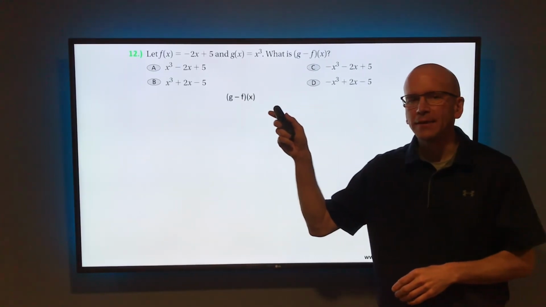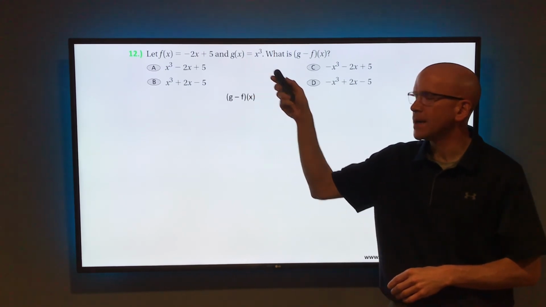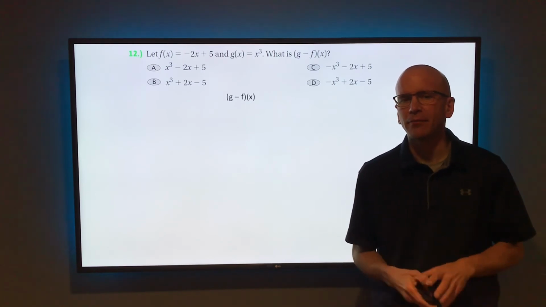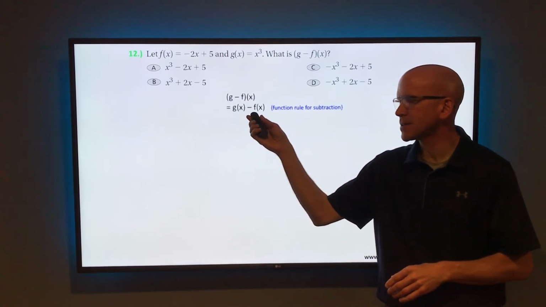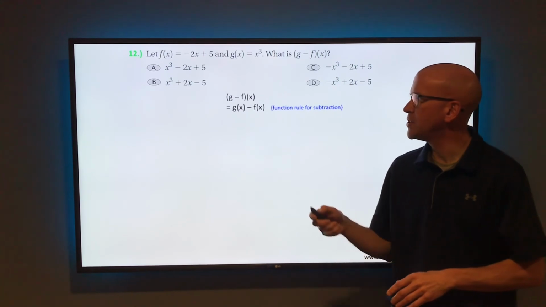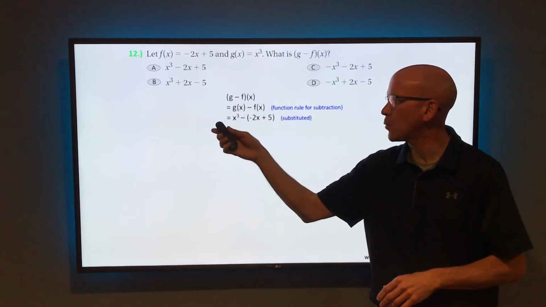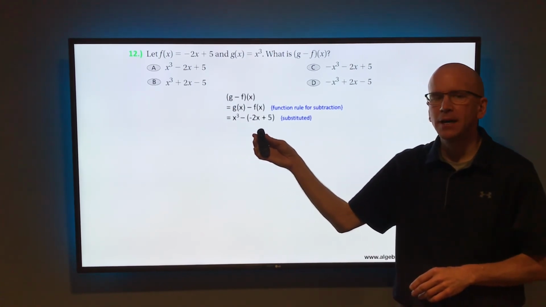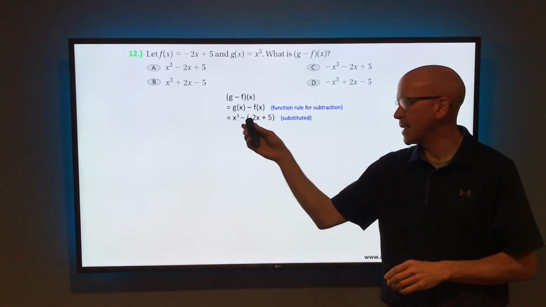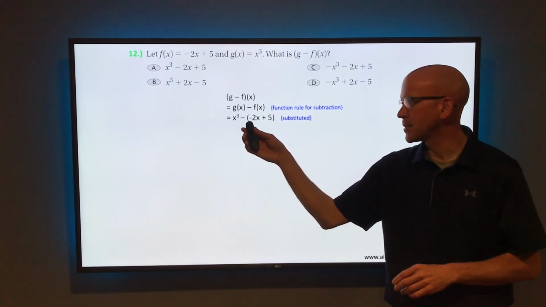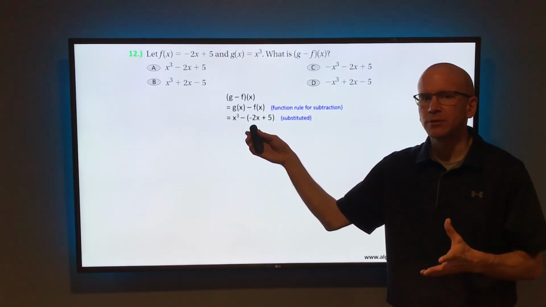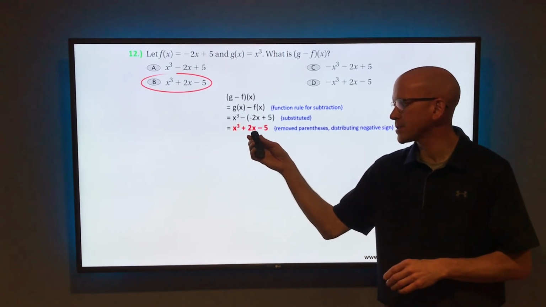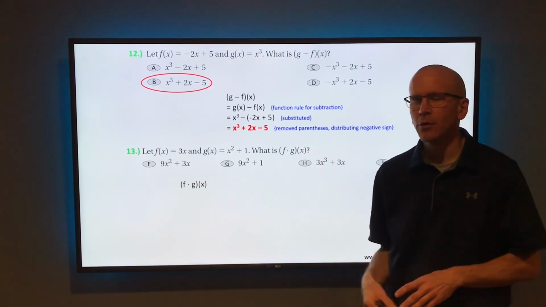Let f of x equal negative 2x plus 5 and g of x equal x to the third. What is g minus f of x? Well, remember, g minus f of x, that's the same thing as g of x minus f of x. So take what g of x is, that's x to the third, and subtract what f of x is, negative 2x plus 5. So it'd be x to the third minus a negative 2x plus 5. Distribute that negative sign through that set of parentheses. Take the negative of a negative 2x, that's a positive 2x, and the negative of 5, that is negative 5. So that would be x to the third plus 2x minus 5, and that is letter B.